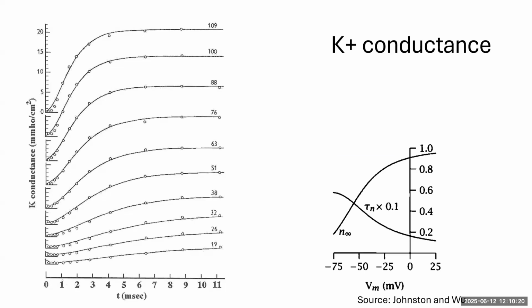So these are the plots of N infinity and tau N. This is the steady state value of the open probability or open fraction. You know at minus 75, a very small fraction are open, and as you increase the voltage, more and more open, and they become fully open. And tau N indicates how fast this opening or closing happens. At low voltages, it is actually quite fast, but at high voltages, it becomes slow. So once it opens, it stays open, but there is no closure here.